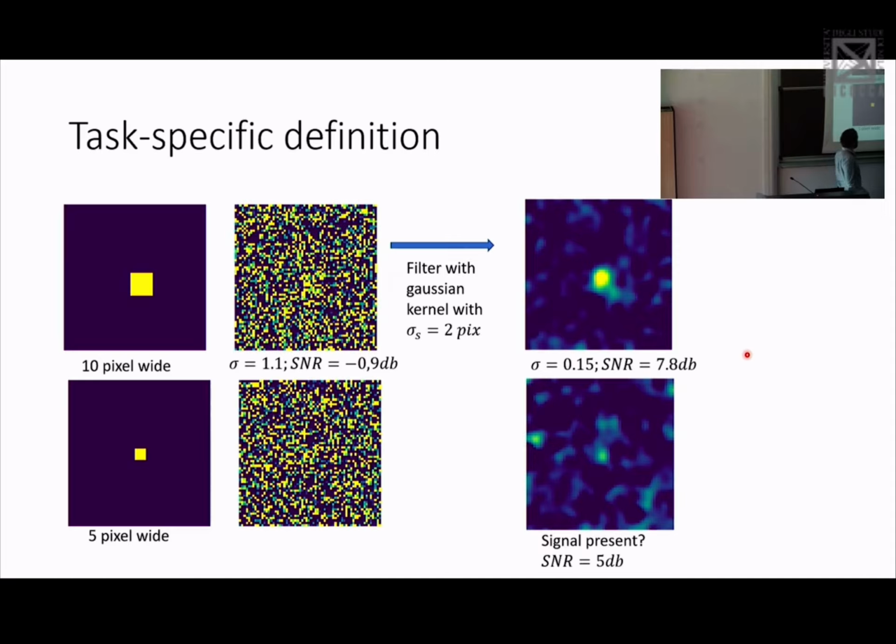If I take a much smaller signal, I get the same level of signal-to-noise ratio. And if I do the same kind of filtering, do I still have the signal? Well, that's a hard question because technically I have enough signal. I don't know if 5 is enough, but in this specific noise realization, both the signal and the noise can have the same kind of intensity.